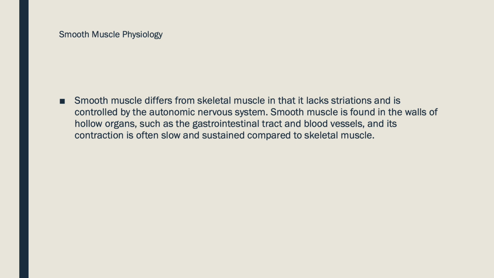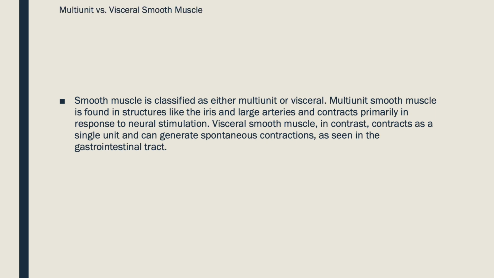Smooth muscle is non-striated and controlled by the autonomic nervous system. It's found in hollow organs like the GI tract and blood vessels, and the contractions are slower and sustained.